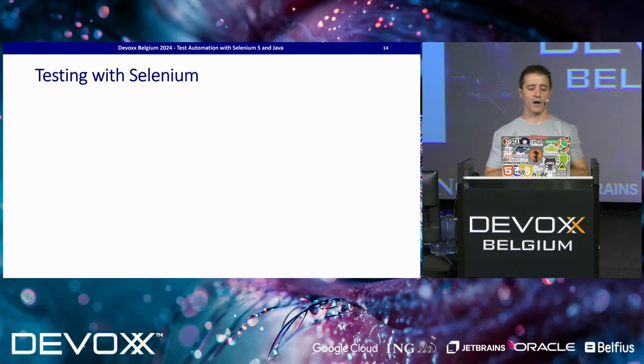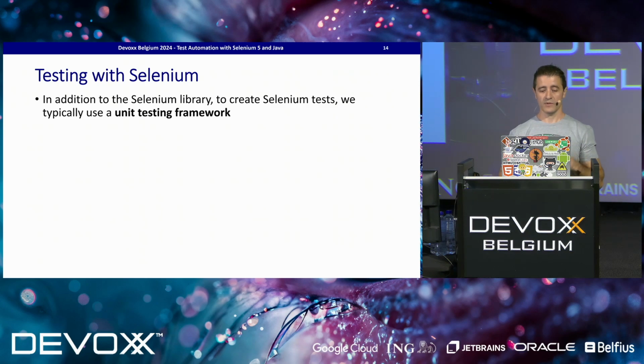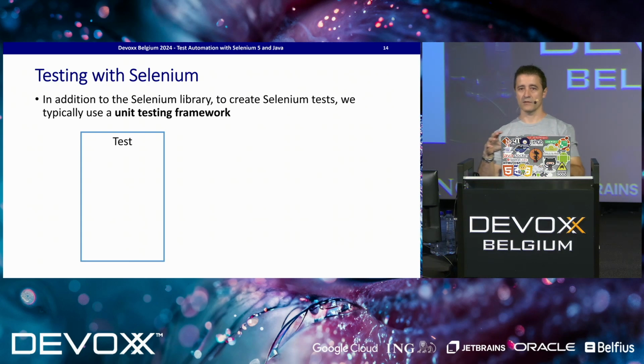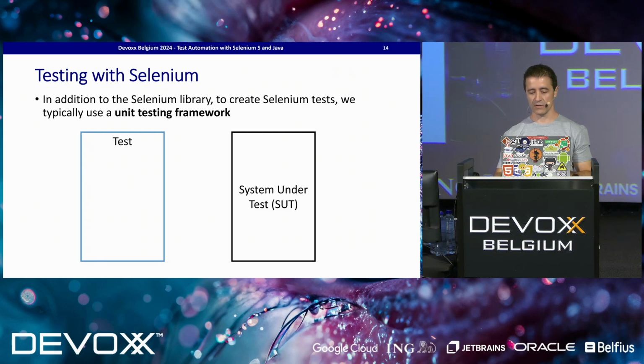Now, the next point is how to make testing with Selenium, because I said that Selenium is a browser automation library, but the main use of Selenium is testing. So when using Selenium for testing, we are going to need additional tools. First, typically we need a unit testing framework, right? In order to create actual, complete tests, we need to embed the Selenium calls within a test. A test is a piece of code that basically interacts with a software component. We call it the system under test.